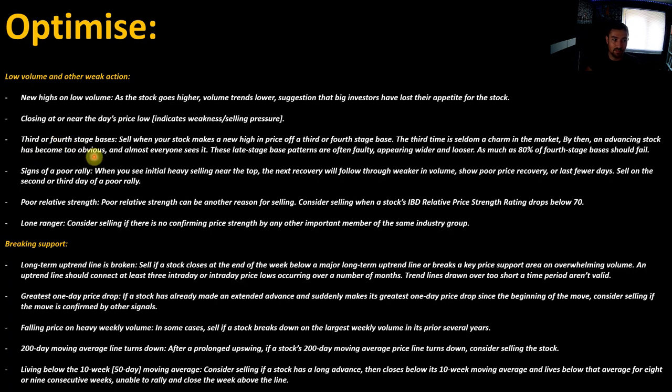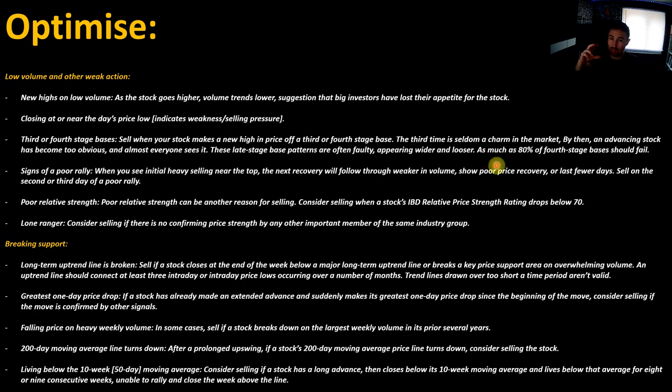Third or fourth stage bases. Sell when the stock makes a new high in price off a third or fourth stage base. The third time is seldom a charm in the market. By then, an advancing stock has become too obvious and almost everyone sees it. These late stage base patterns are often faulty, appearing wider and looser.